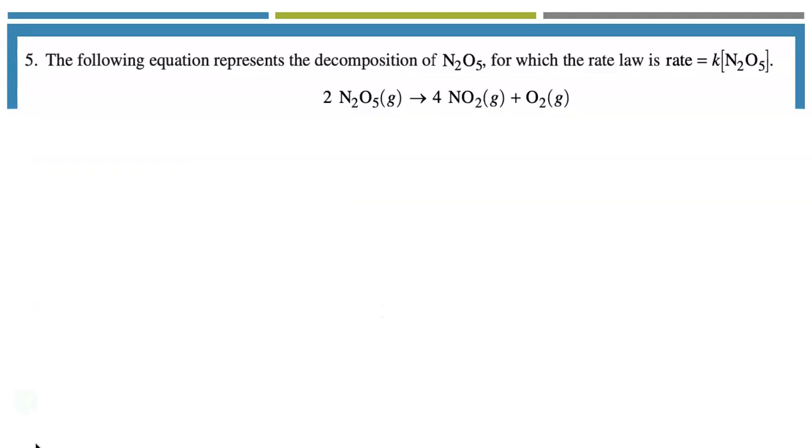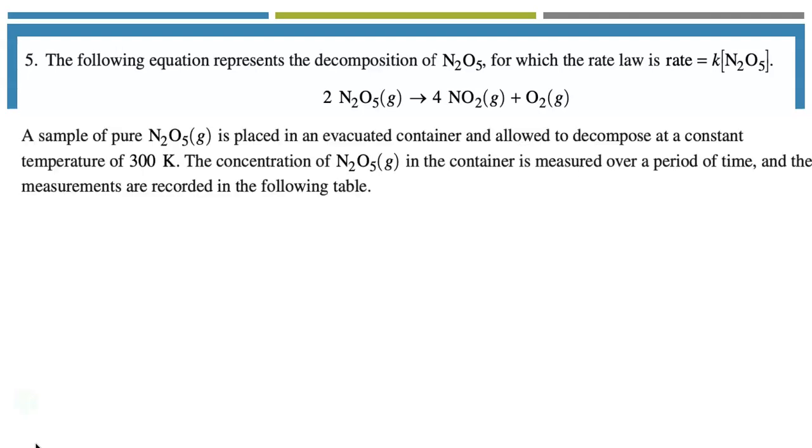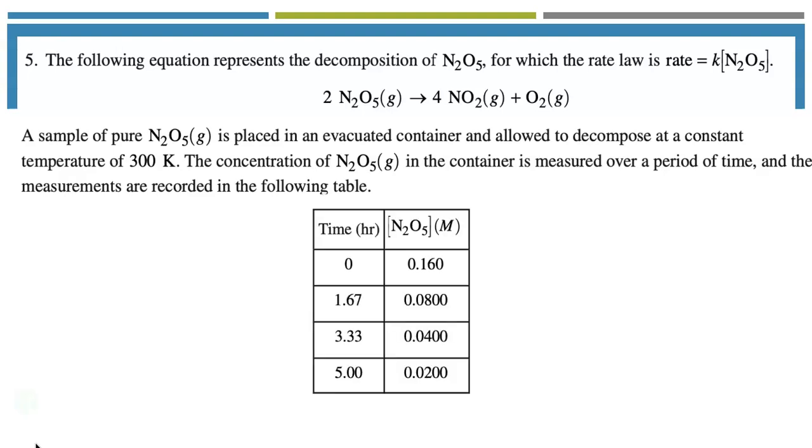The following equation represents the decomposition of dinitrogen pentoxide, N2O5, for which the rate law is rate equals k times the concentration of N2O5, and we're given a balanced equation. A sample of pure N2O5 gas is placed into an evacuated container and allowed to decompose at a constant temperature of 300 Kelvin. The concentration of N2O5 in the container is measured over a period of time, and the measurements are recorded in the following table.